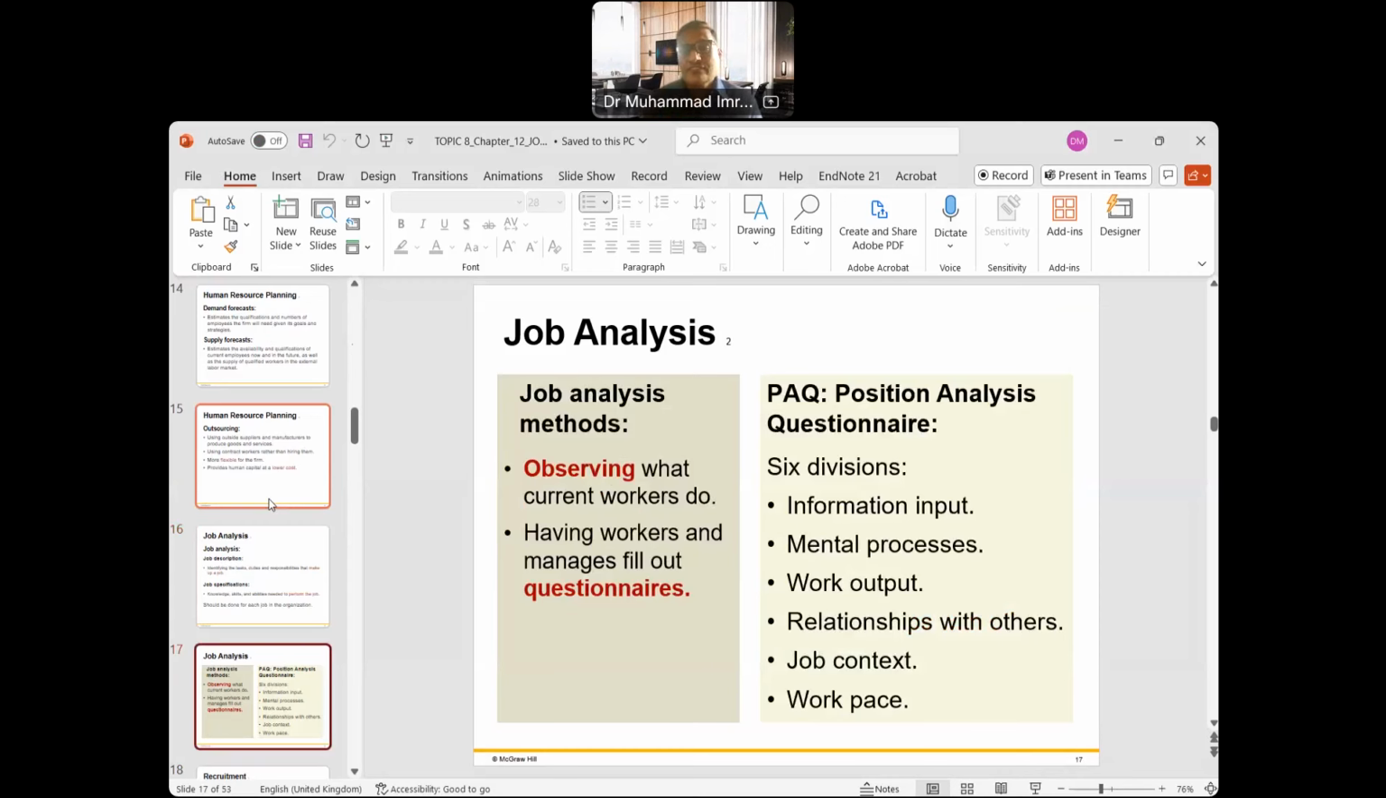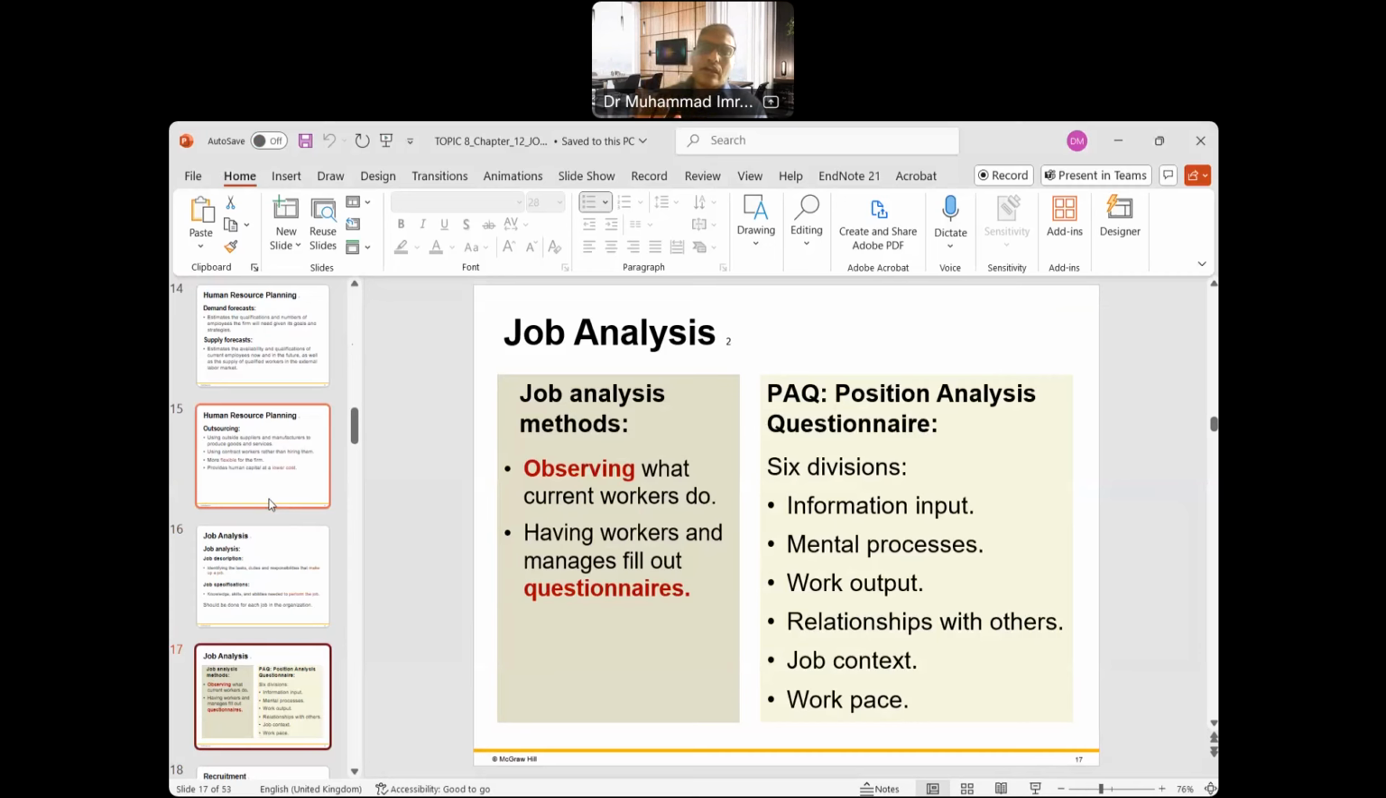Okay, so one person is enough, or they need more persons. If they need more people, they have to recruit new persons. Position analysis questionnaire, so it's this division: information input. Yes, the questionnaire is about information about the job, mental processes, and work output.